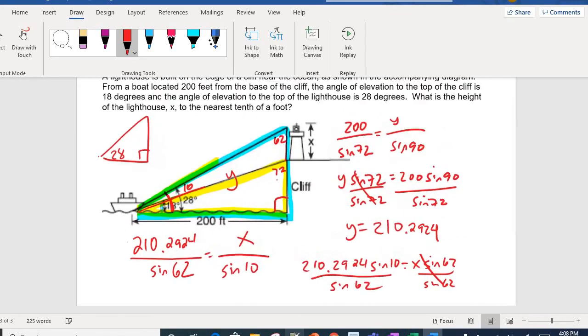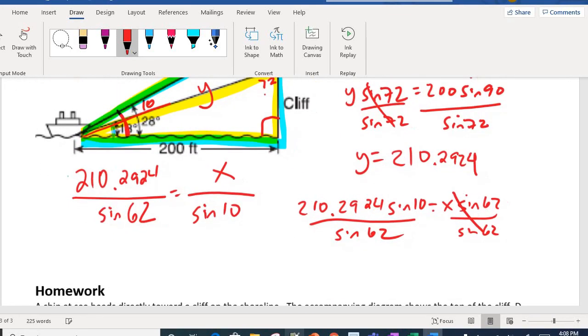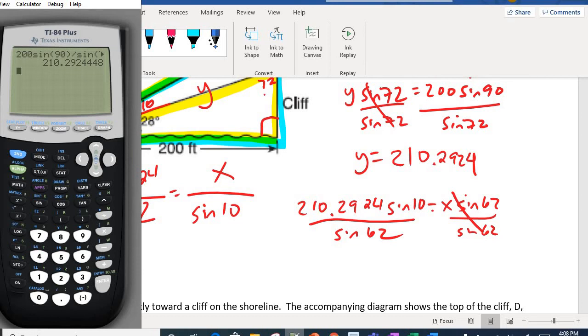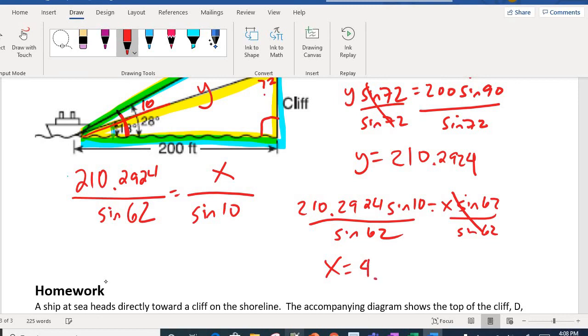All right, and I want this final answer to the nearest tenth of a foot. Let's go to our calculator. All right, so I've got the 210 number in there. So I'm going to go up enter on that one. I'm going to multiply that times the sine of 10. I'll close. We'll divide by the sine of 62. And that should be about 41.4, looks like.